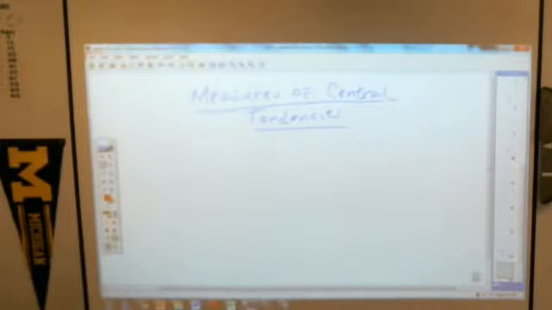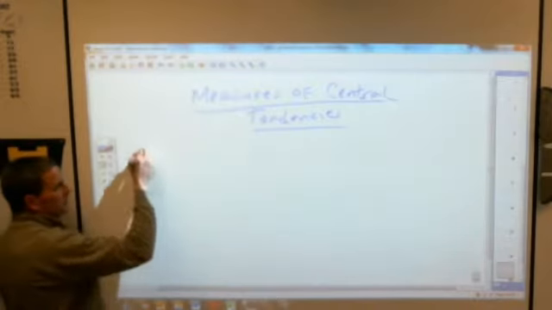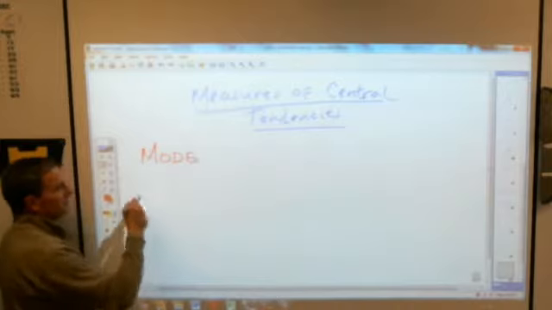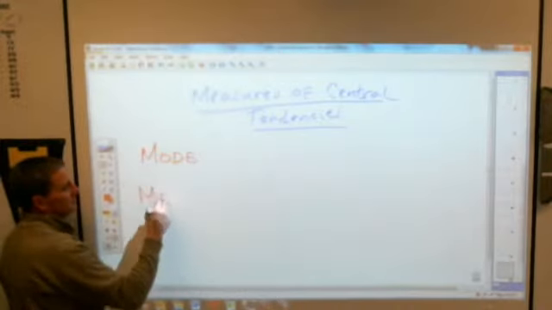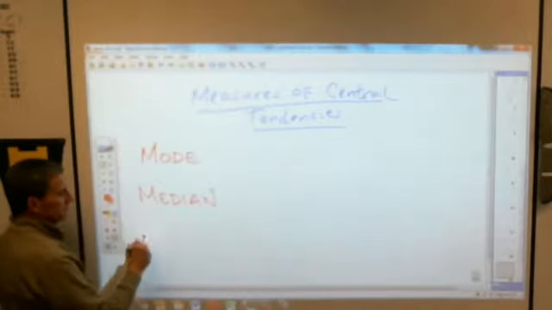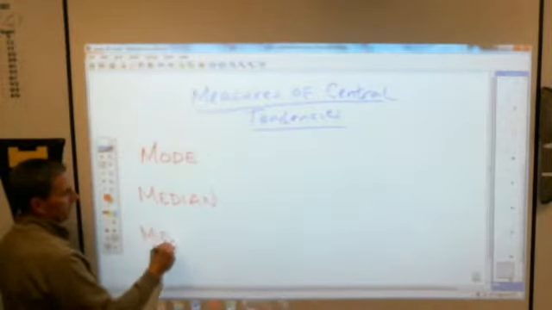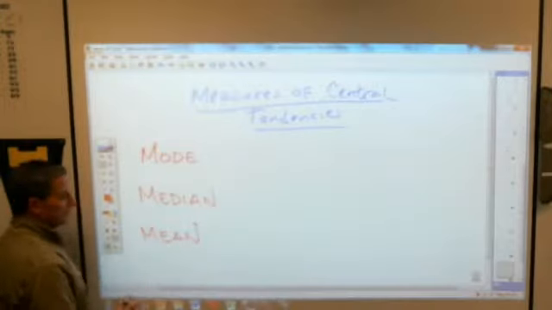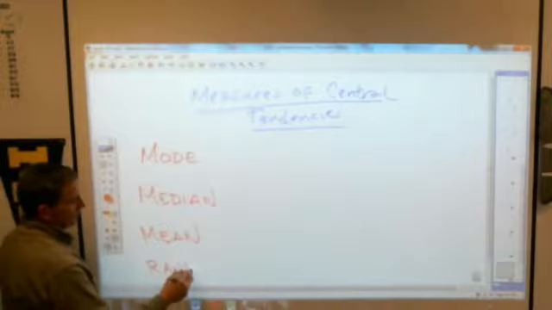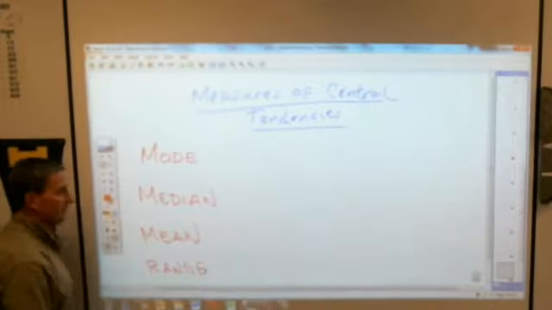Does anybody know what 4 things we always talk about when we talk about measures of central tendency? It's a whole bunch of data stuff, and it is these 4 things. It is mode. Median. Mean. And the last one, anybody? Range. Thank you.